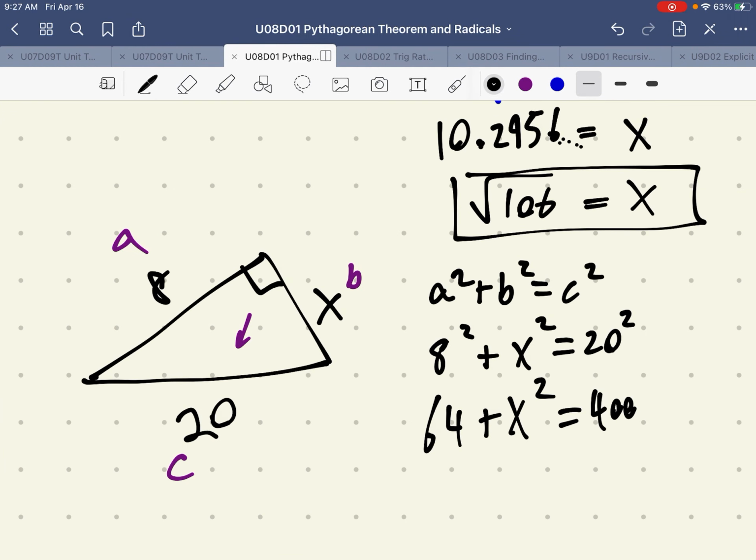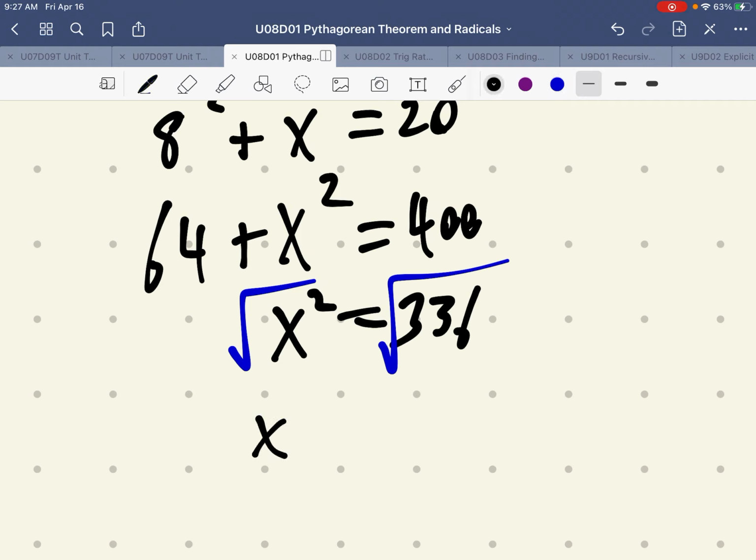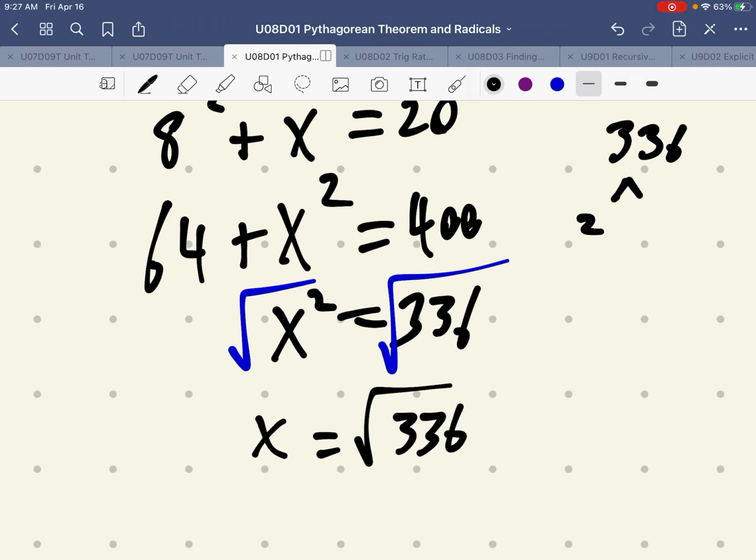We're going to subtract the 64 to the other side, and we're going to get x squared is equal to 336. Now we're going to take the square root of both sides, which gives us that x is equal to the square root of 336, which I believe does have some perfect square factors. So I'm going to try and divide 336 into other numbers. So 336 divided by 2 is, I think it's 188, let me confirm. 336 divided by 2 is 168.